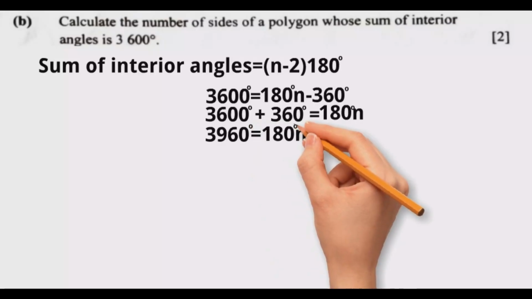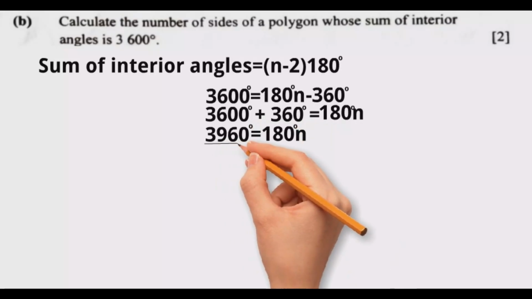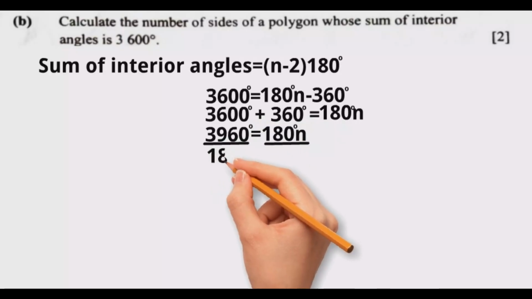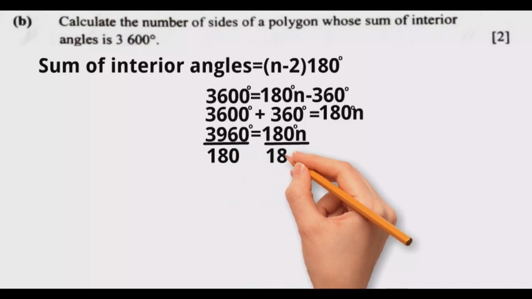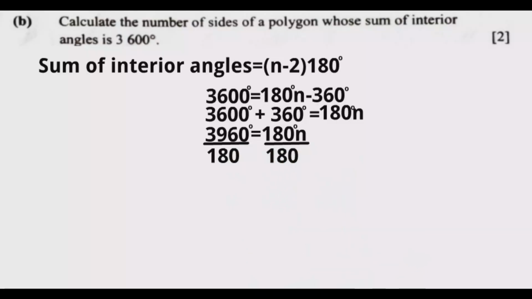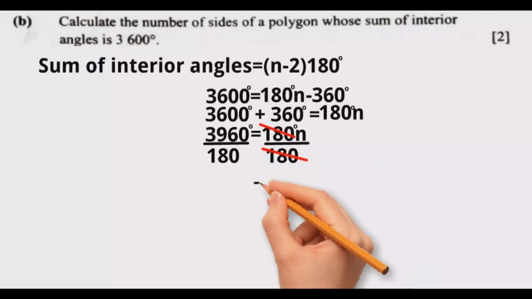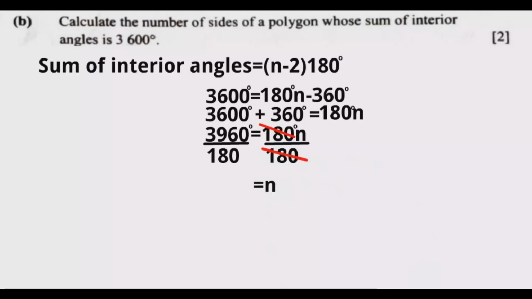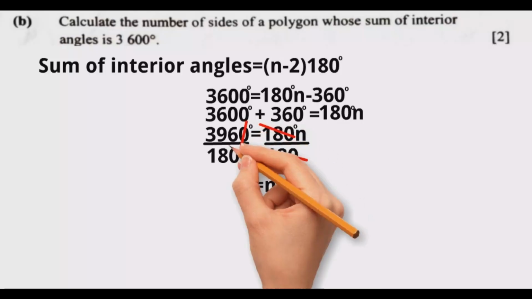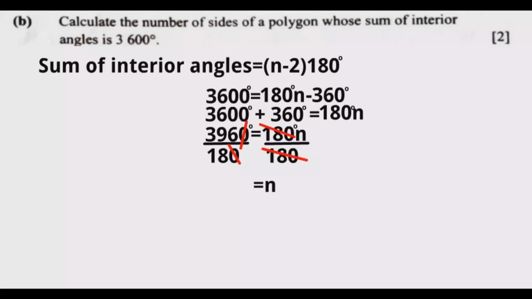Then we say we want to remain with n, so we're going to write down here, we say divide by 180. Also this side we write over 180. Then we cancel 180 and 180. Then n will be equal to, we say how many times does 180 go into 3960? So first we are going to cancel 0 so that it can be easy for us to find that. So on top we are remaining with 396, down here we are remaining with 18.